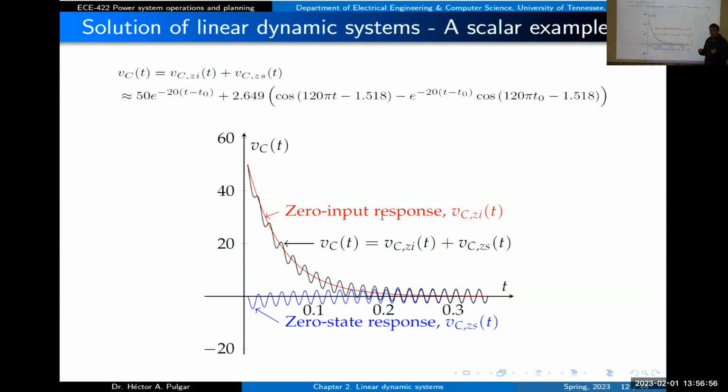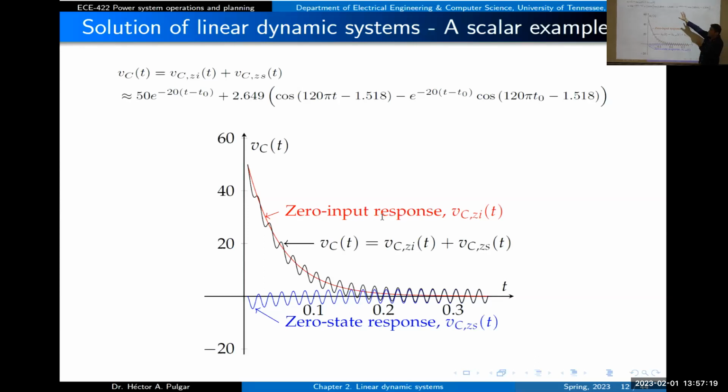How are we going to do it in the future? We're not going to get an analytical solution for the zero state response, but we're going to solve it numerically. We will use a computer, and I will explain in a later chapter how we get the full solution, this black line here, for any system. So we will get there.